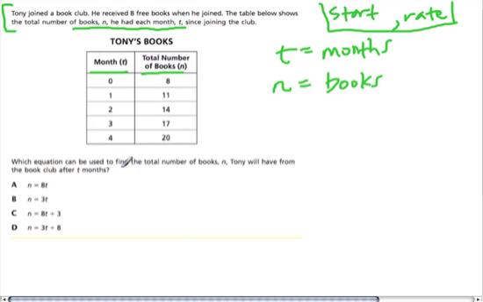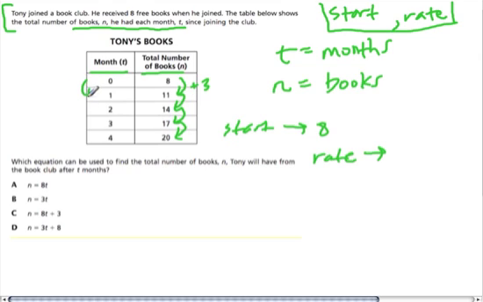So which equation can be used to find the total number of books N Tony will have from the book club after T months? So we have all these choices, and we have to think about the start. At the start, we have 8 books, and then the rate after that, we can use the table to figure out. If we look at how much the total number of books increases each time, we know it's going up by 3 each time. 8 plus 3 is 11. 11 plus 3 is 14. 14 plus 3 is 17, and so forth.